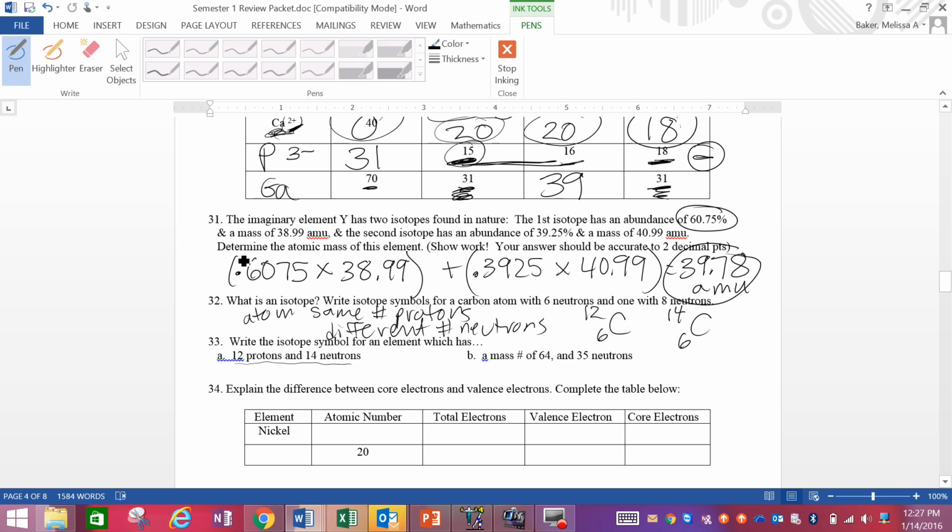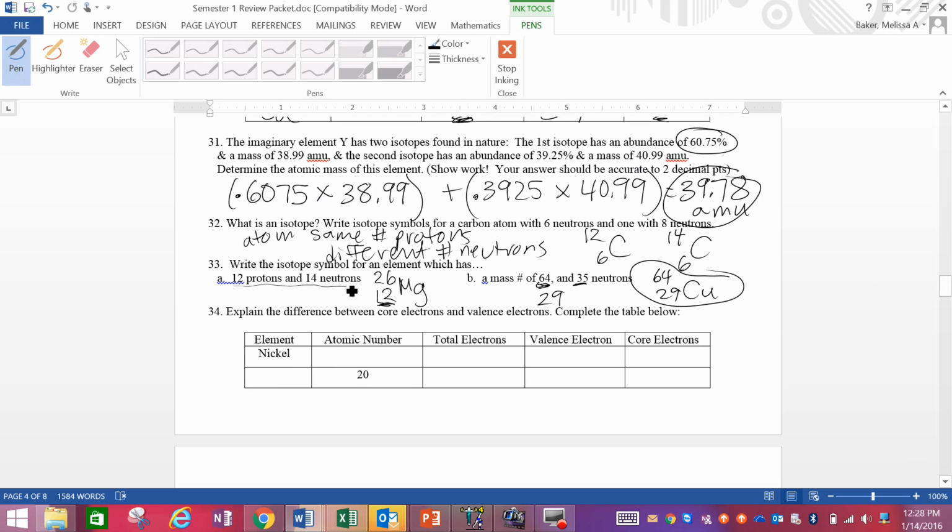Check this one out. Write the isotope symbol for an element that has, we've got to add those together, it weighs 26, it's got 12 protons, that's what helps us identify it. Number 12 is magnesium. How about this one? It's going to make us work. 65 minus 35 is 29. Element number 29, 29 protons, is copper. And the mass is 64, so that goes in the upper left.